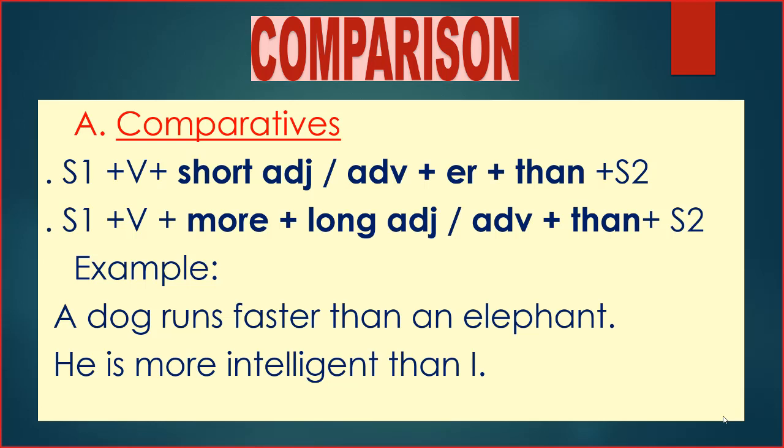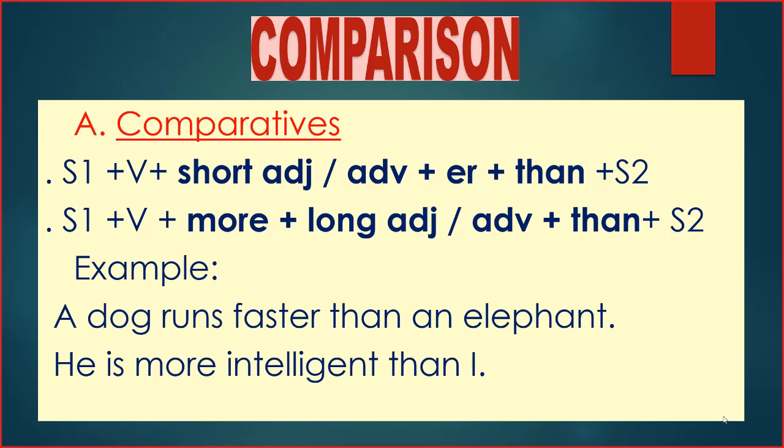Ở tính từ ngắn, các em sẽ thêm ER và than ở đằng sau tính từ ngắn hoặc trạng từ. Đối với tính từ dài, các em sẽ thêm more ở đằng trước tính từ hoặc trạng từ và than ở đằng sau tính từ hoặc trạng từ. Example: A dog runs faster than an elephant. He is more intelligent than I.